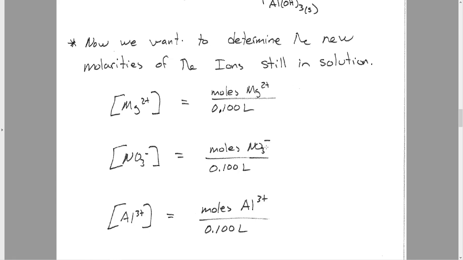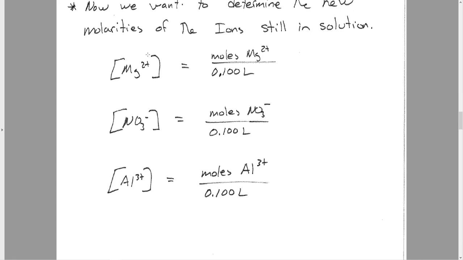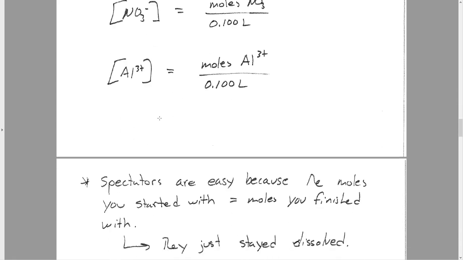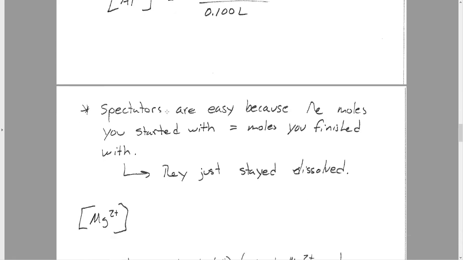If we figure out moles of nitrate, divide by the volume, that'll give us molarity of nitrate, and the same thing for aluminum, okay? So when figuring out the molarity of the spectator ions, that's a pretty easy calculation. And the reason is that all the particles of magnesium that were dissolved in the beginning, before you mixed the 2 solutions, equal the amount of magnesium that's dissolved at the end. So none of it precipitated out.